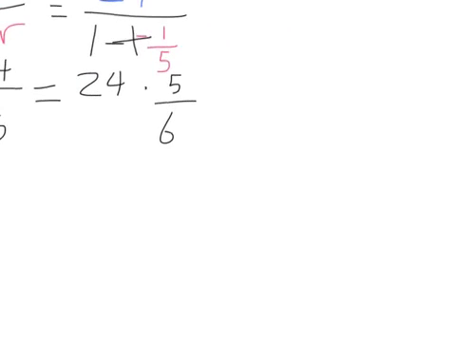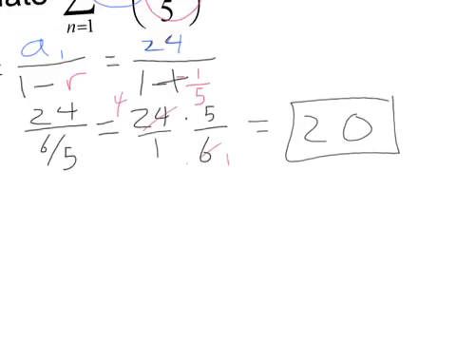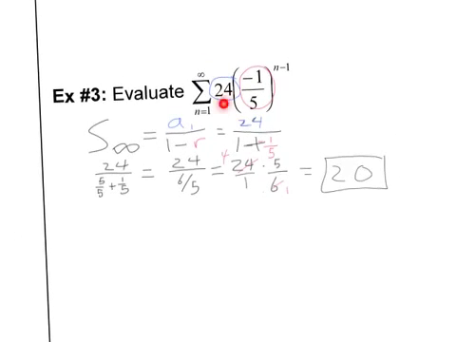Right away, I see a 24 on top and a 6 on bottom. I know I can take something out of both of those. I can take a 6 out of both of those. Leaves me with a 4 and just a 1. And so I get 4 times 5, which is 20. And so the sum of all these numbers starting at 24 all the way to infinity, multiplying it by -1/5 every single time, is going to add up to 20. Simple as that.